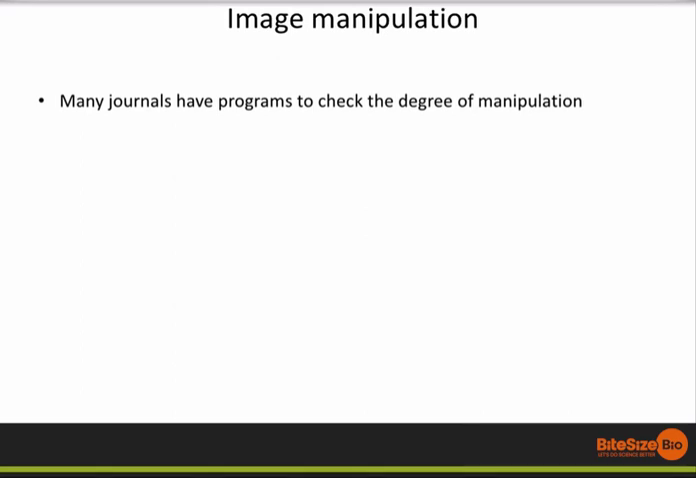So let's look a bit at what kind of image manipulation it might be good to be aware of if you are reviewing a study. Most journals have software and programs to check the degree of manipulation and also professional personnel to evaluate the data, for instance, statisticians to control that the statistical data are correctly analyzed. After all, the reviewer's main task is to evaluate whether the data is scientifically reliable.